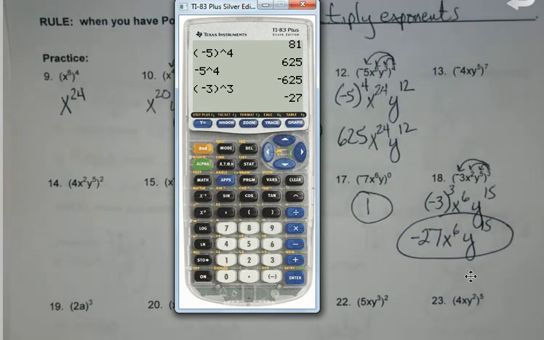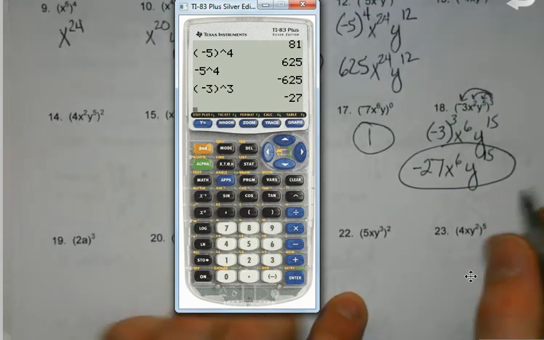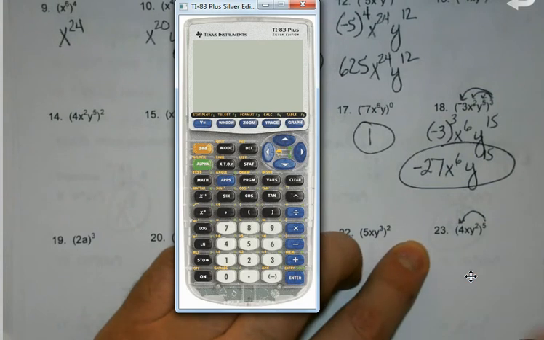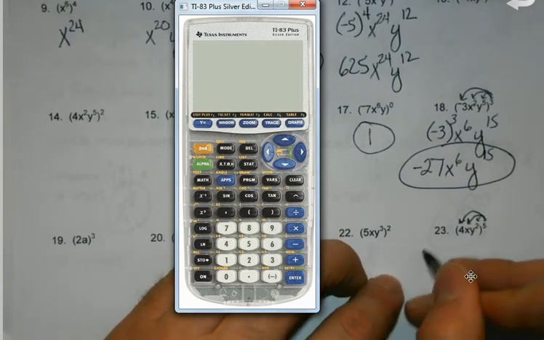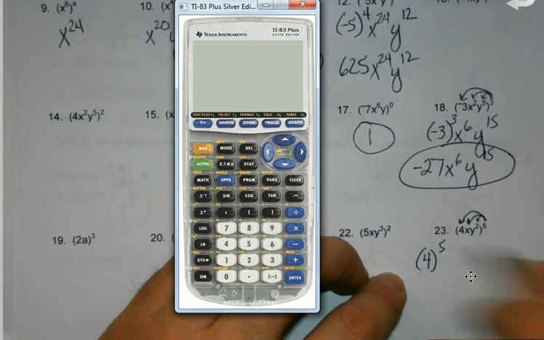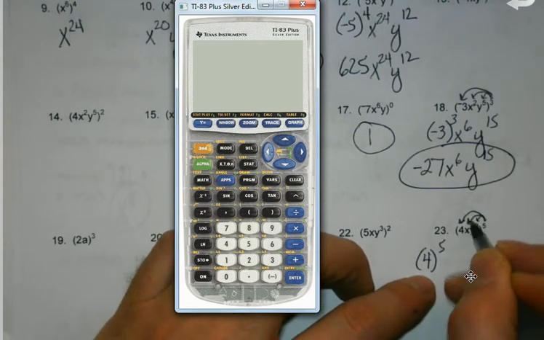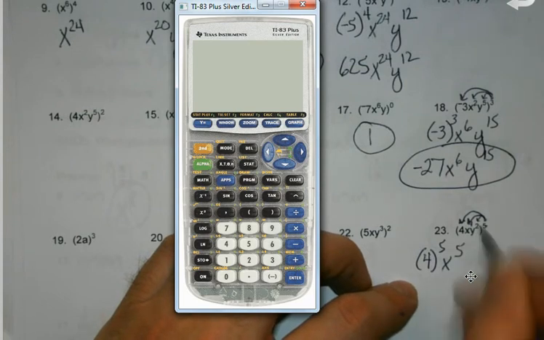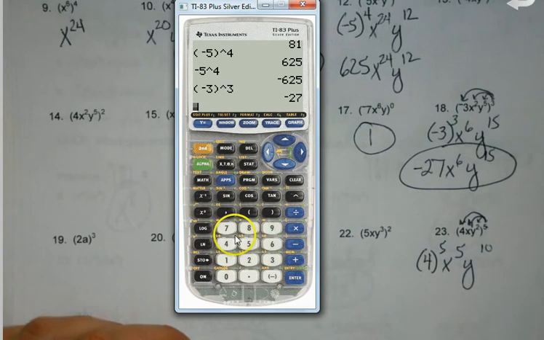Okay. And the only thing else I'll remind you of, because I tend to forget too, if we have a problem like 23, and this I believe is going to be the last one. Okay, so I'd have 4 to the 5th. What exponent's on my x again when I don't see one? 1. So I have 1 times 5 is 5, and 2 times 5 is 10. And then one last time here, 4 to the 5th.